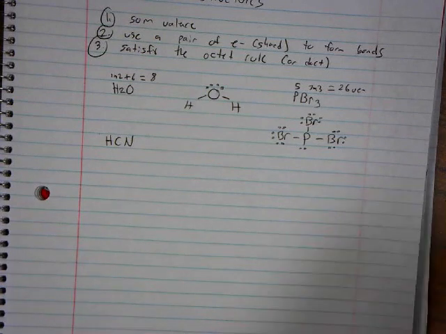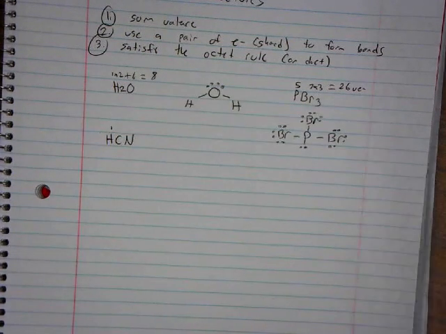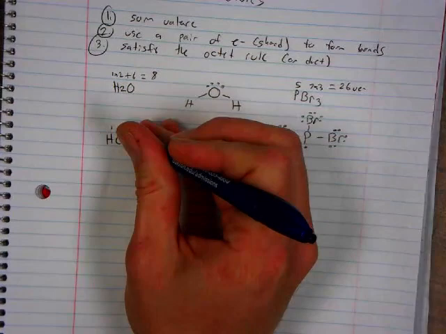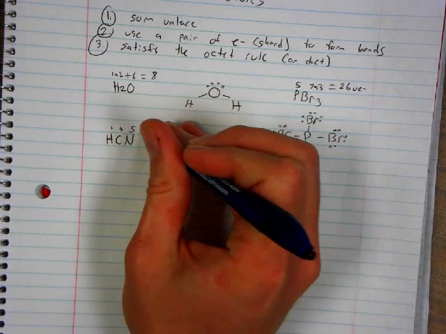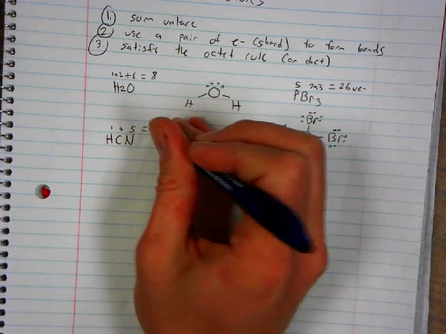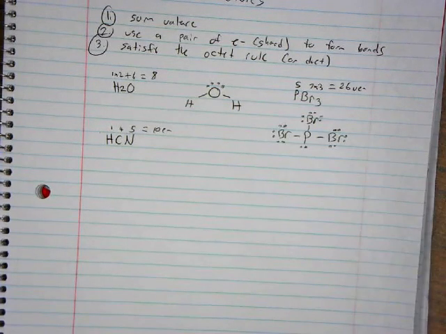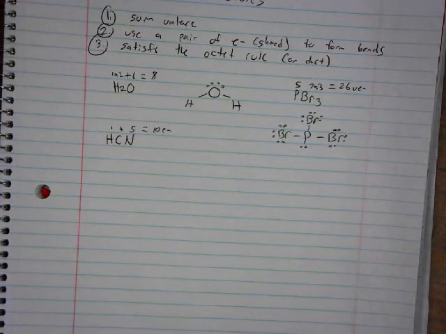Let's do HCN. What is CN on the back of your periodic table? This is hydrocyanic acid. The name isn't important. But how many valence electrons does hydrogen have? 1. Carbon has 4, and nitrogen has 5, for a total of 10 electrons.